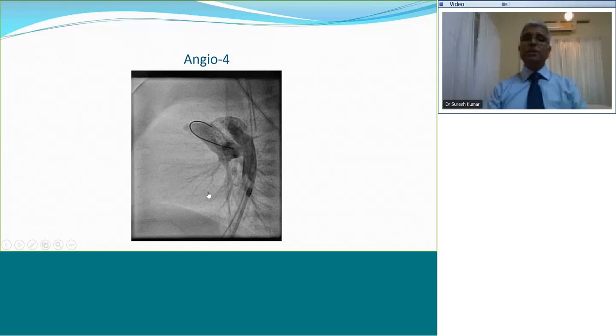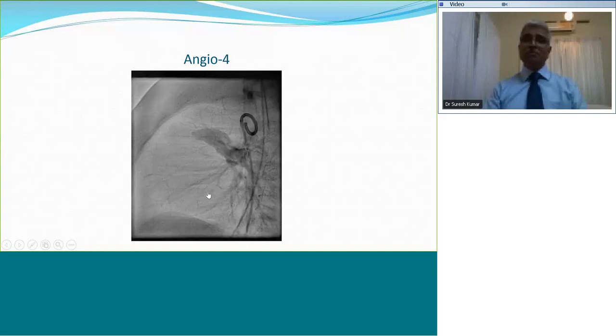This is the fourth angiogram. Please tell me, what does the angiogram show? What is the procedure?